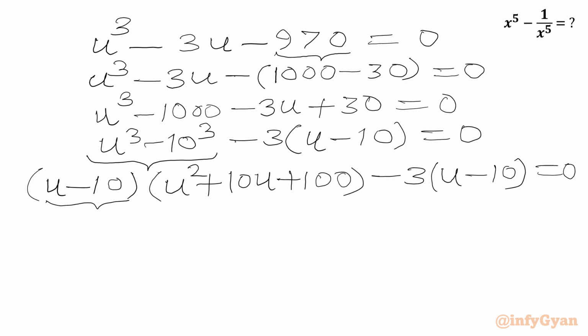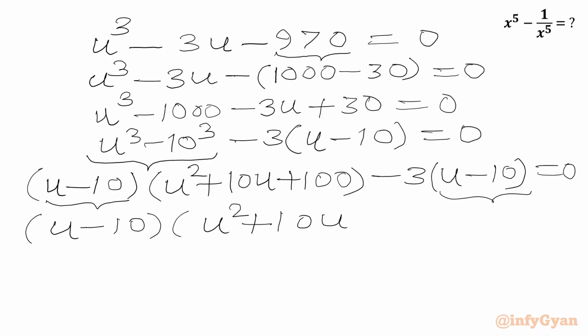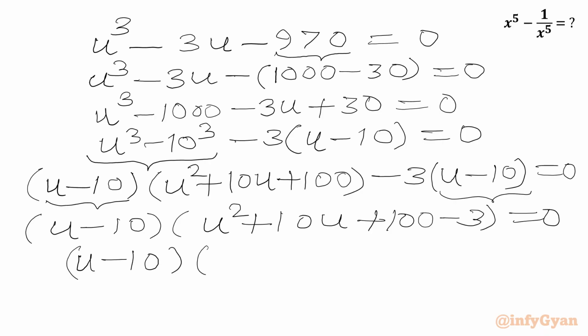Now u minus 10 we will take overall common. So u minus 10 is overall common. In the other bracket we have to write u square plus 10u plus 100 minus 3 equal to 0. Or we can write u minus 10 times u square plus 10u plus 100 minus 3 is 97 equal to 0.